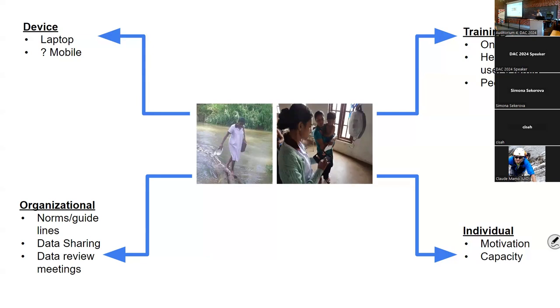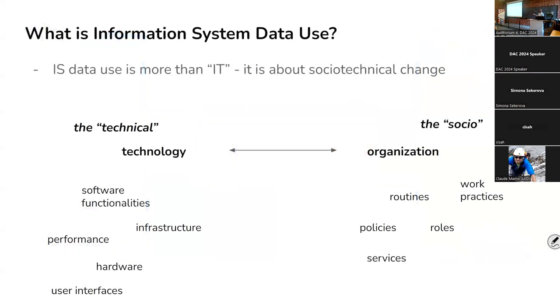So this is our learning. I mean, this was not formal research. This is what I learned afterwards. So that's why we emphasize this approach where we don't just consider the technology aspects, right? This is related to the different user interfaces, performance, infrastructure, hardware, and things like that.